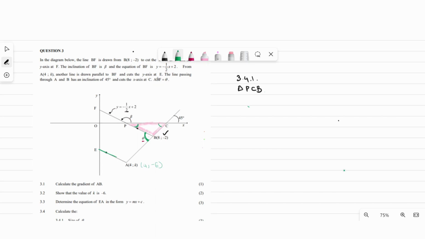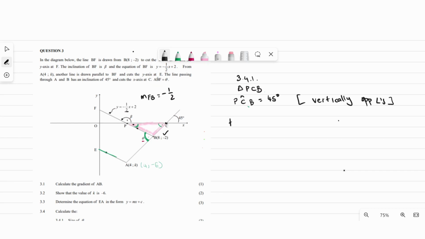We know that this angle here, which is PCB, we're talking about this angle. That's why it has a cap. B, it's going to be equal to 45 degrees. And your reason is vertically opposite angles. Then now we're looking for this angle so that when we sum them together, we can get this one, right? So we need to find beta first. To find beta, we know that the gradient for FB is equal to negative a half, right? So we need to find this angle first.